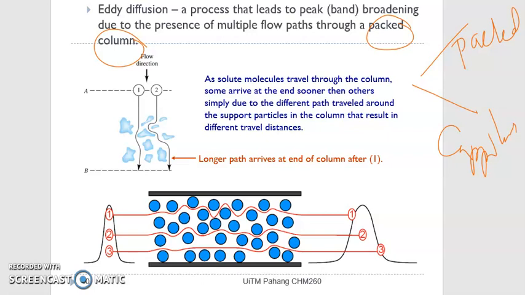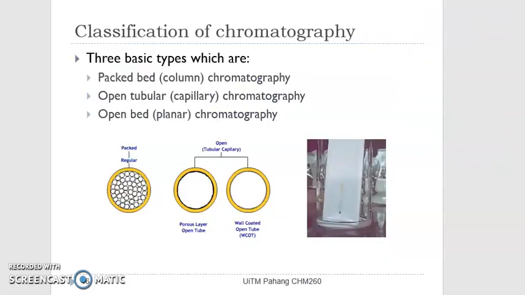Okay, saya tengok balik ya. Okay, so this yang kita dah belajar hari tu. So in this one, kita ada A term, eddy diffusion or multipath. Kita ada kat sini untuk open tubular, there is no A, tak ada A term. Kenapa tak ada A? Sebab tak ada particles kat dalam tu. There is no particles there.